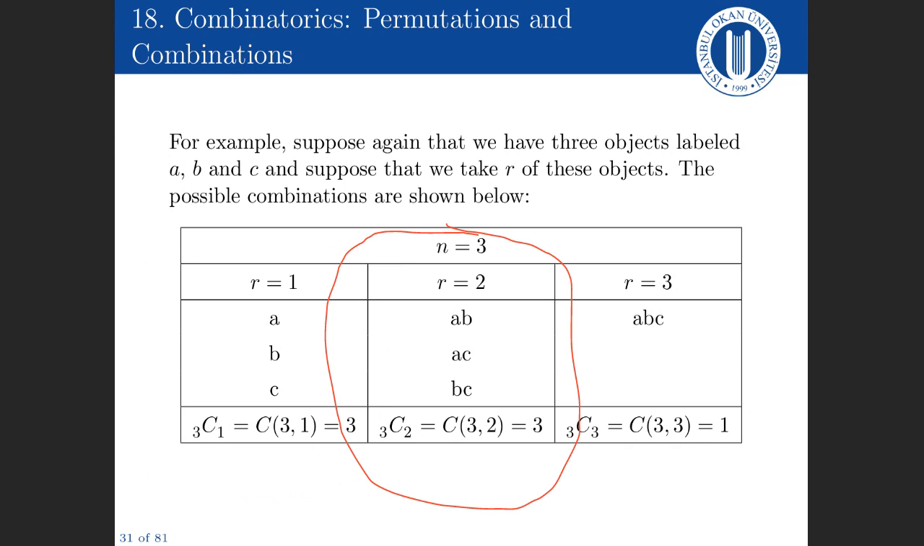Or, let's suppose from the 3 objects we take 2 objects. We could take A and B, we could take A and C, or we could take B and C. Remember, the order of the objects doesn't matter, so BA is the same as AB. 3 choose 2, 3C2, must also be equal to 3. And finally, if we take all 3 of our objects, then we must have ABC. There's only one way of choosing 3 objects from a total of 3 objects. So 3C3, or 3 choose 3, is equal to 1.